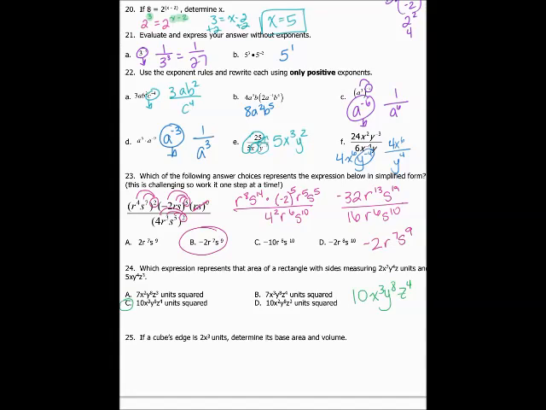And 25, the cube's edge is 2x cubed units. Determine the base area and the volume. So we have to remember that the base area is length times width, and the volume equals, and you can say this a couple different ways, length times width times height, or you can say that volume equals base area times height. So I'm going to do the length times width first. That's going to be 2x cubed times 2x cubed, which is 4x to the 6th.